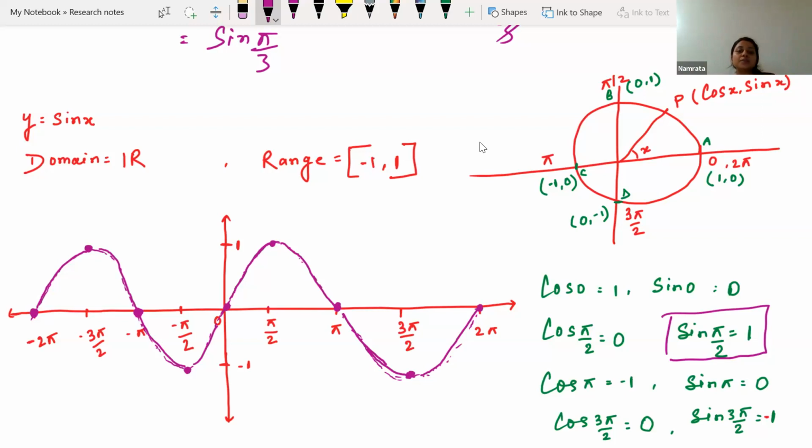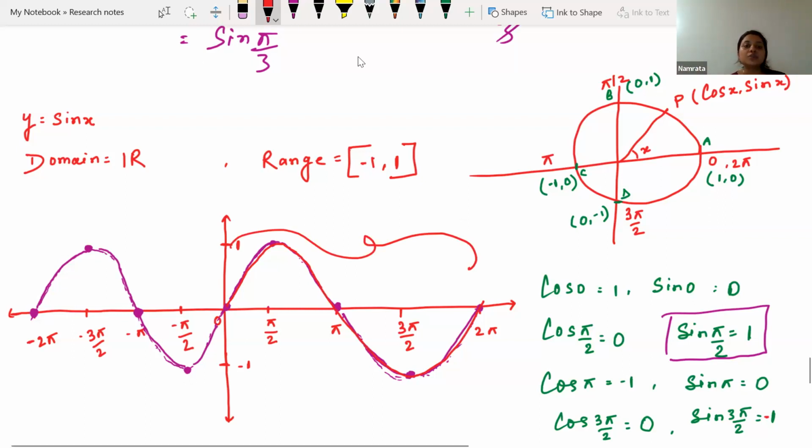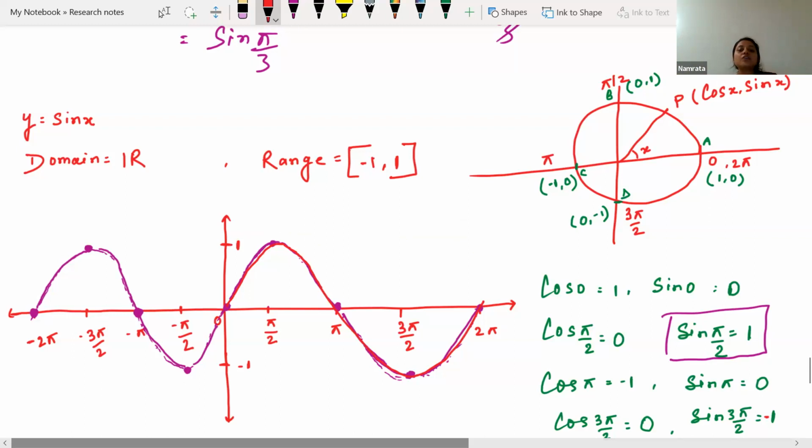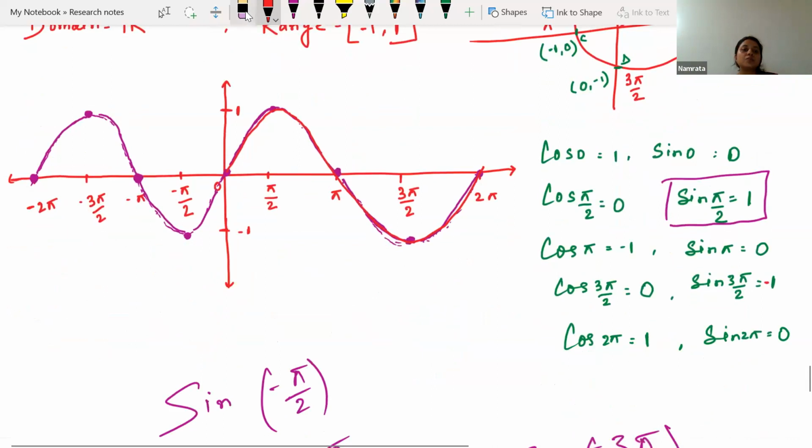Clear, Izan? After 2 pi, what will the graph be? Again, this cycle will get repeated. I am talking about this complete cycle; it will repeat itself after 2 pi. So again, after 2 pi, you will have the same thing. Again, after 4 pi, you will have the same thing. So this graph is going to repeat itself again and again. Okay. So this is how we got the graph of sin x. Now let's move to cos x. Let me wipe the downside part.